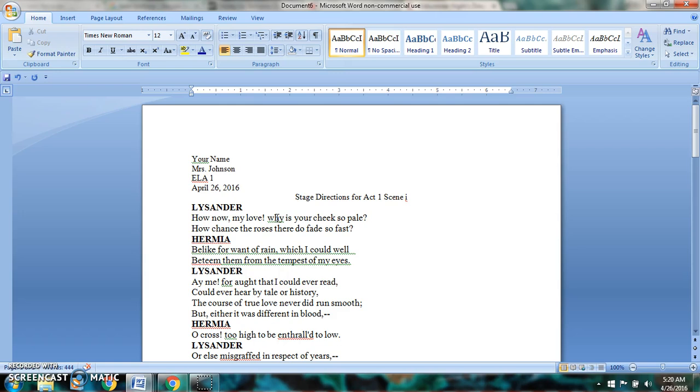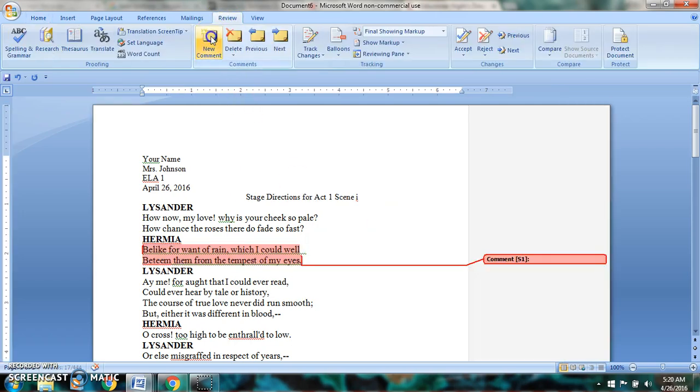So just anything that you can think of that adds to the directions a director honestly would give. So when I'm looking here over at Hermia's line, "for want of rain, which I could well beteem them from the tempest of my eyes," she's talking about how she wants to cry. And I'm going to go to Review and press New Comment. If I was in a Google document, the comments are over on the upper right hand side, and you would do the same thing. You would select your text and press comment, and you'd make your comments like that.